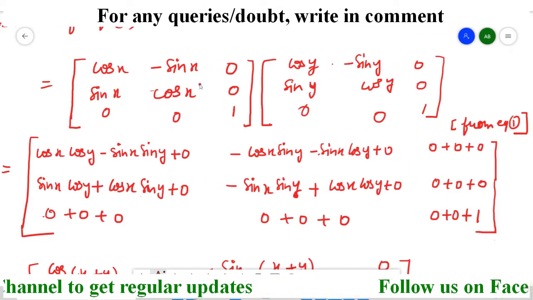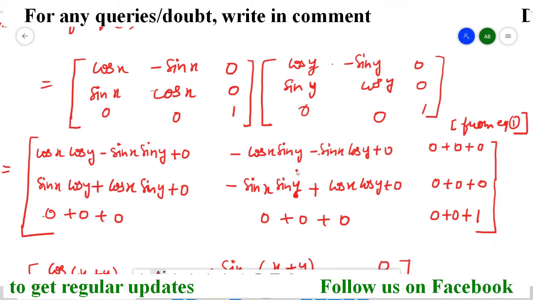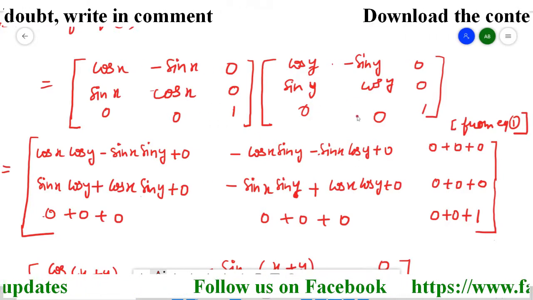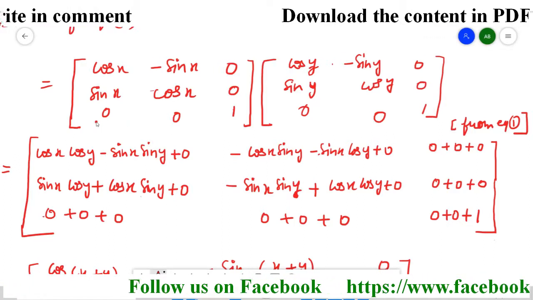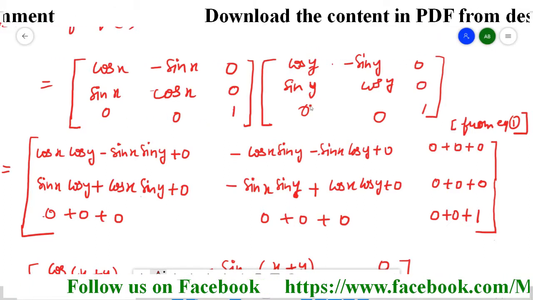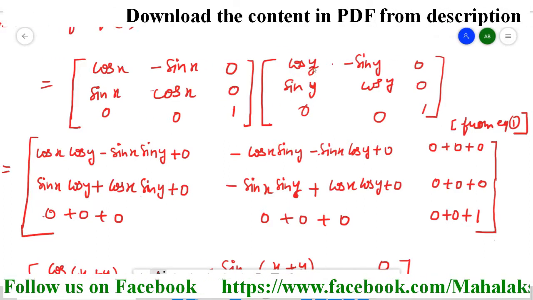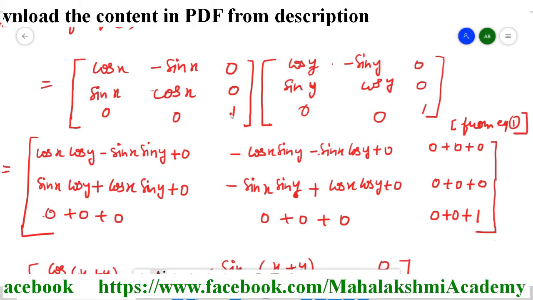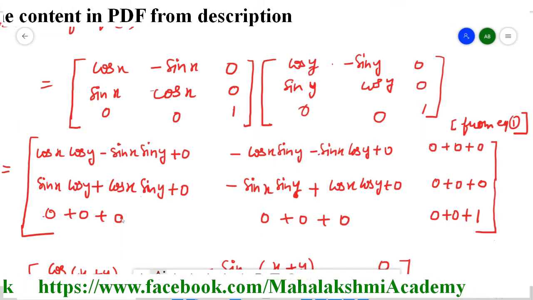In the same way, sin x multiplied by minus sin y here, then cos x cos y here, and then 0 multiplied by 0. In the same way, third row multiplied by the first column, so 0 multiplied by cos y is 0, then 0 multiplied by sin y is 0, 1 multiplied by 0 is 0. So all three are 0.